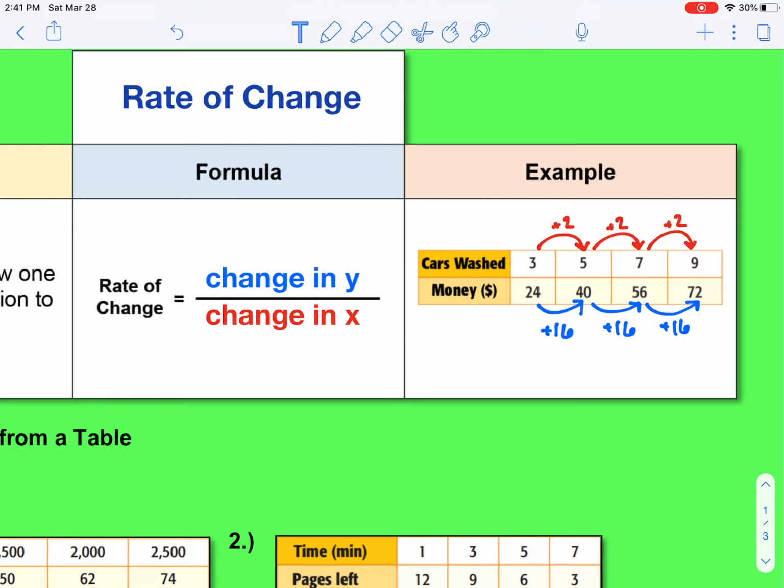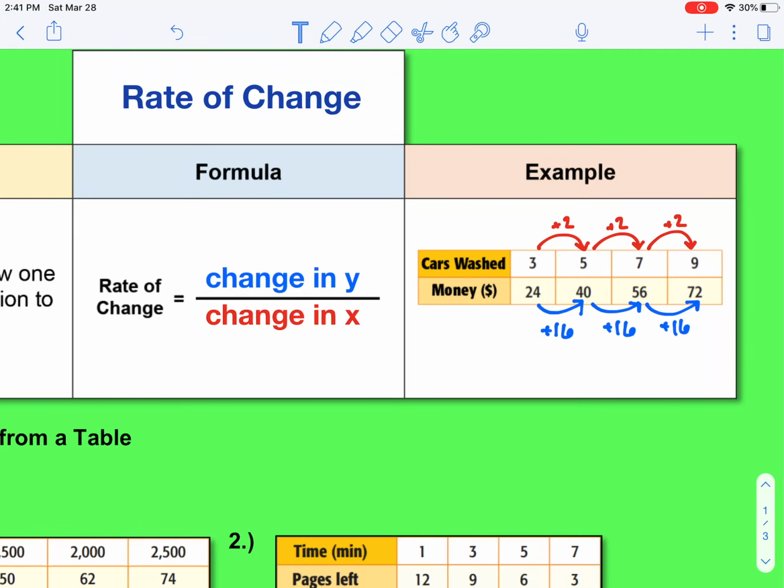So our car washes, that's actually our x, and it goes from 3 to 5, 5 to 7, 7 to 9. You'll notice that those are all a difference of 2. So I add 2 each time. Our money is going to be our change in y, and I go from 24 to 40 to 56 to 72. And those are all a 16 change.